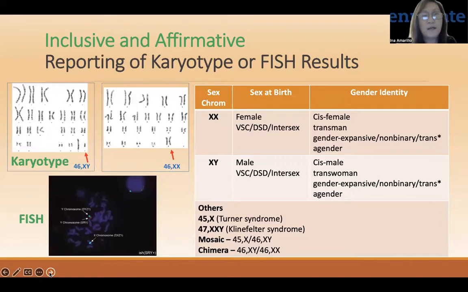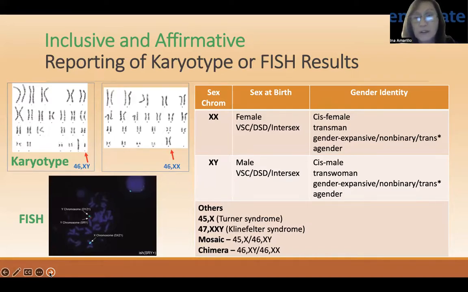So what I just want to say about being inclusive and affirmative is that when we test an individual and we do not know whether the individual is transgender or intersex, we are advocating to drop the terms female, male, normal, and abnormal. And instead, we would just write that this individual contains 46,XY chromosomes or 46,XX chromosomes. So this will be inclusive and affirmative, especially for transgender and intersex people or people with variations of sex characteristics.